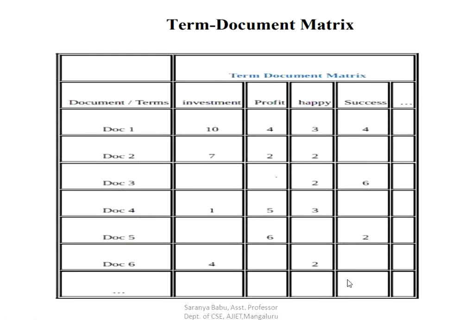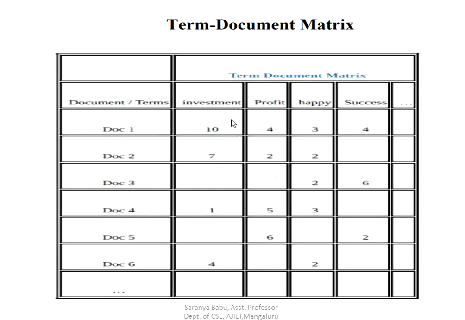Now I'll show you one example. See, this is the term document matrix. You have documents and you have terms here. Understood? These are the documents and these are the terms you have. So in this you have just named the documents as doc 1, doc 2, document 3, document 4, document 5, document 6, like that.